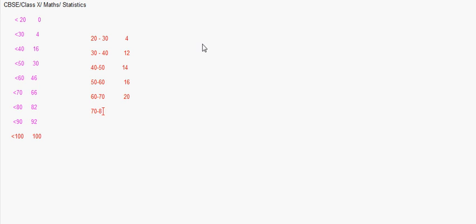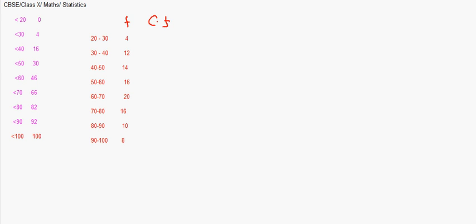70 to 80, 82 minus 66, that is again 16. 80 to 90, 92 minus 82, that is 10. 90 to 100, it will be 100 minus 92, that is 8. The information given in this column was actually the cumulative frequency. I can write this down. This is frequency, this will be cumulative frequency.